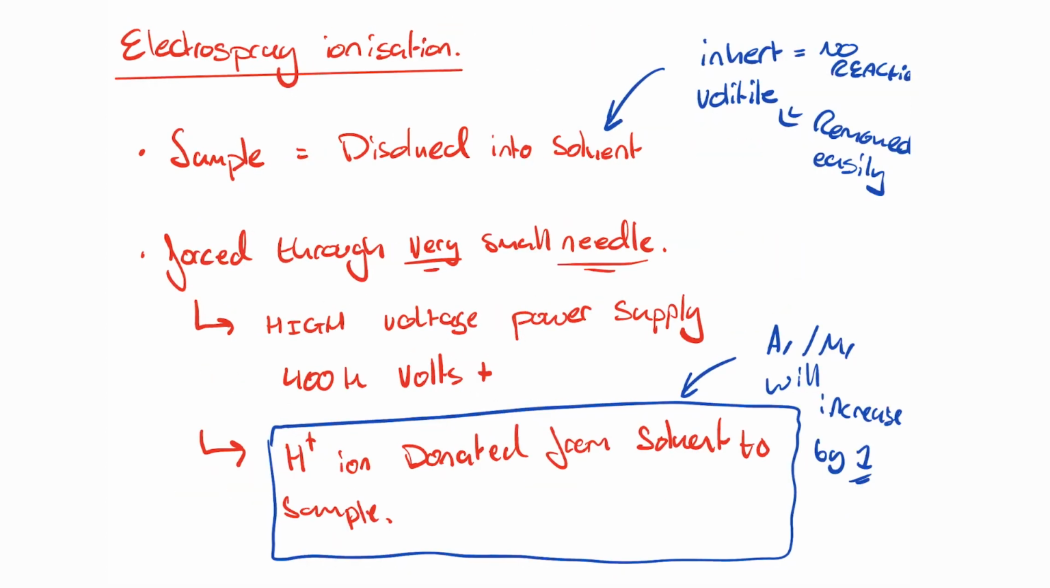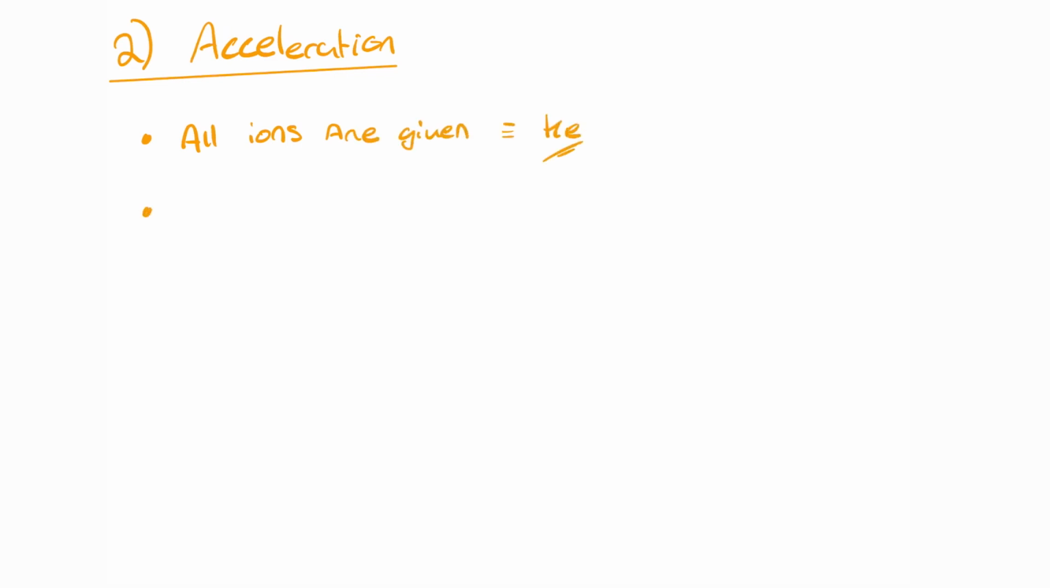In electrospray, there is an addition of a proton, and therefore an addition in the mass unit to each ion. The second stage of the four is acceleration, and in this, all of the ions that we've just formed in the ionization stage are given the same amount of kinetic energy. And this is thanks to an applied electric field. And this leads very nicely onto the ion drift stage.